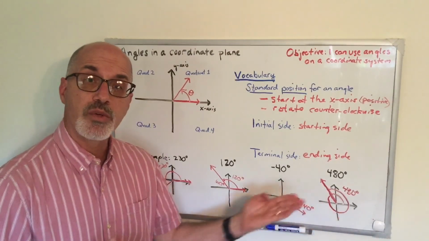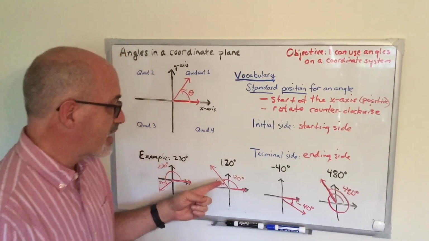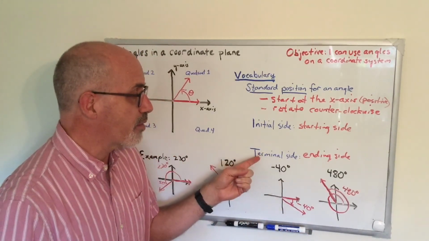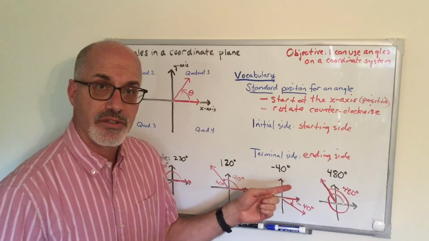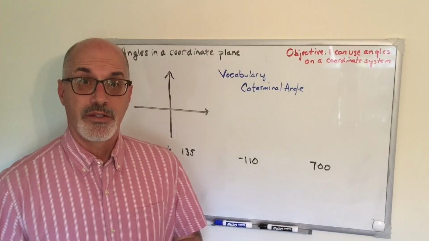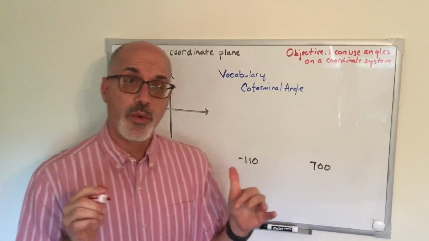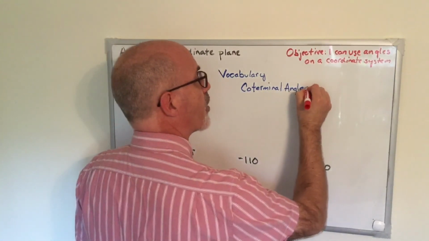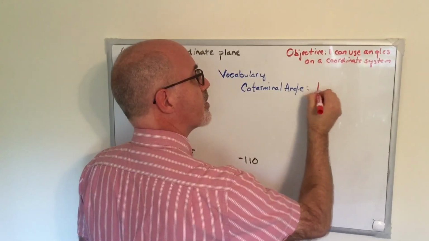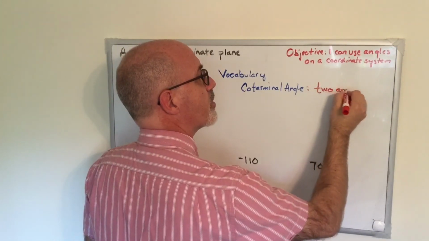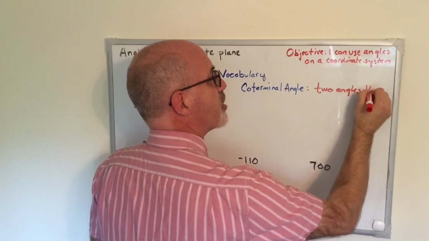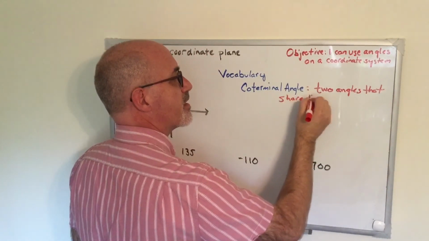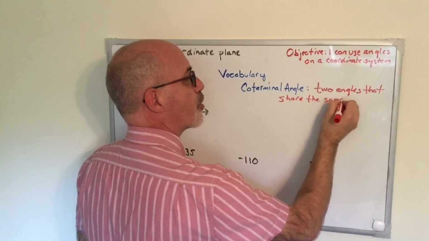We're going to extend this idea and talk about the fact that since these both end in the same place, we're going to call them coterminal angles. So let's now work with that idea of coterminal angles. Coterminal angles are two angles that share the same terminal side.